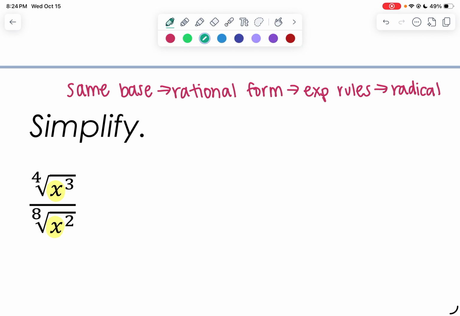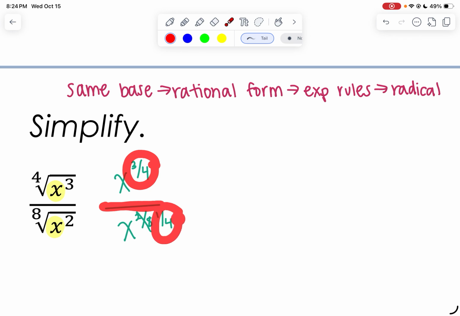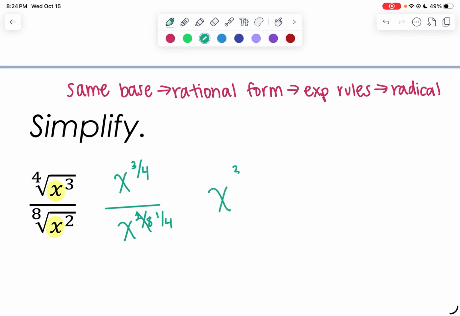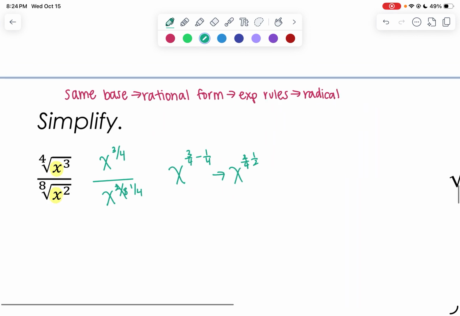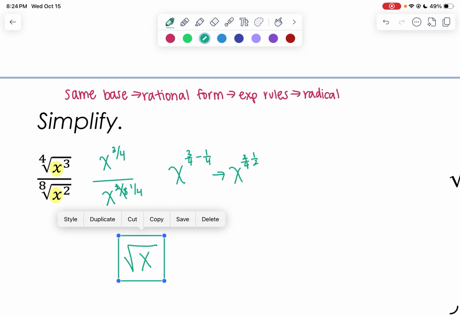So if I take a look at this problem right here, my numerator would be x to the 3/4, and my denominator would be x to the 2/8. Now, 2/8 is really just 1/4. And whenever we're dividing, you would subtract your exponents. So really, this is just x to the 3/4 minus 1/4, because it's the same base. So 3/4 minus 1/4 is just 2/4, which is just a half. So what is x to the half power? That's just the square root of x. So anytime that you have the same base, just convert it to rational form and then go from there, okay?